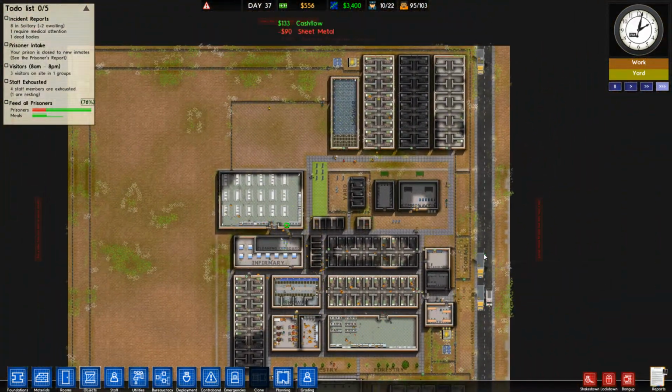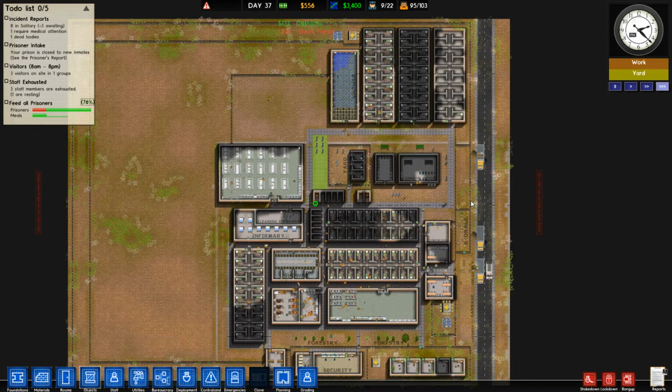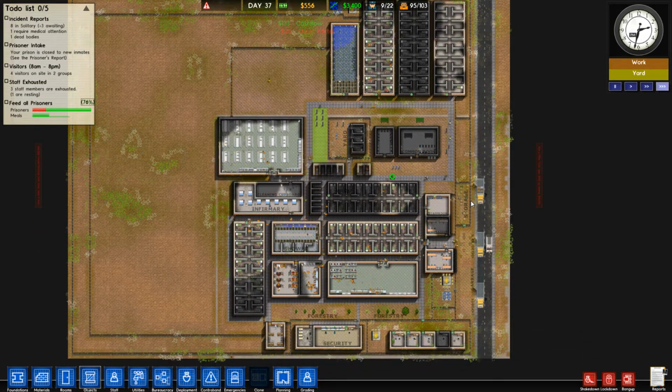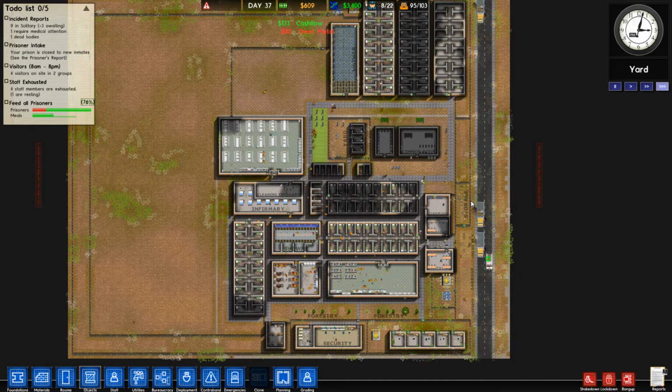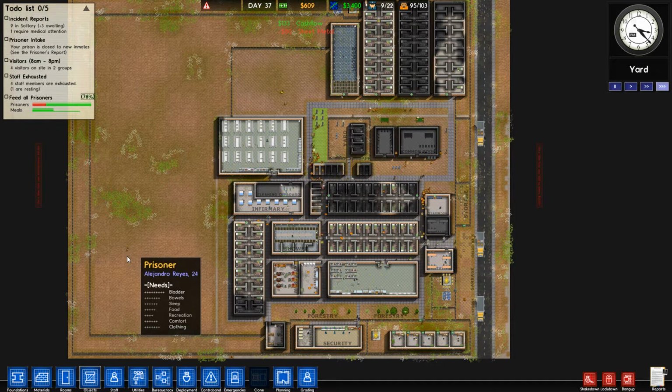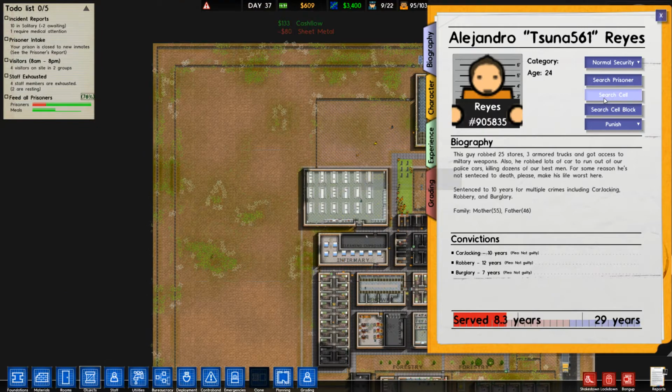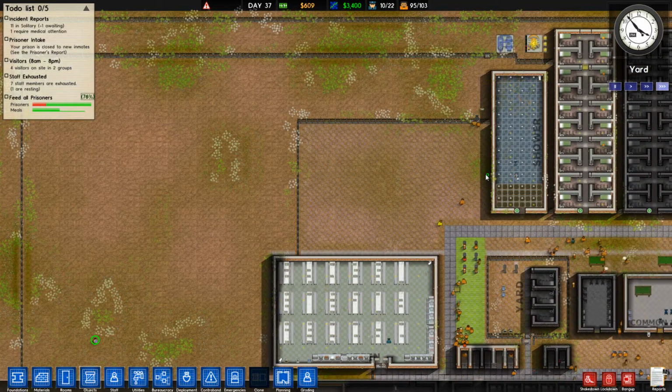As you can see, by the time that you got a big prison going, it's really going to get hard to manage this thing. And I'm looking at 95 prisoners. I've seen prisons which have about, I don't know, 200, 300 prisoners rolling around in there. Yeah, could somebody get this guy out of there? That'd be great.